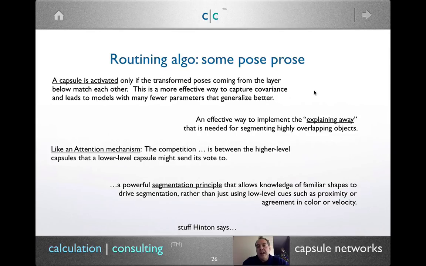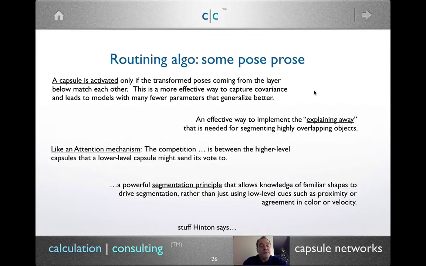Another thing: this is an effective way to implement the explaining away that is needed for segmenting highly overlapping objects.